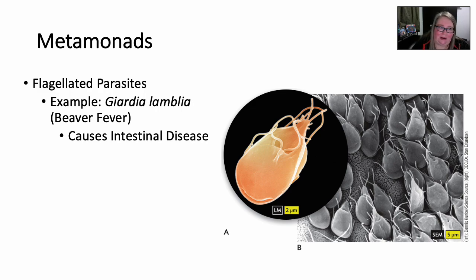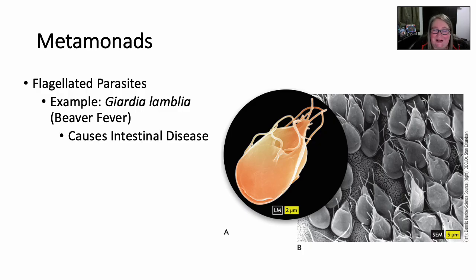Okay, so metamonads are flagellated parasites. They have lots of flagella, which means they're good swimmers. Okay, so Giardia lamblia is going to be transferred via the fecal-oral route, so it's found in contaminated water. Okay, Giardia is also referred to as beaver fever because not only can it infect humans, but it also infects animals, including beavers, and hence the name beaver fever.